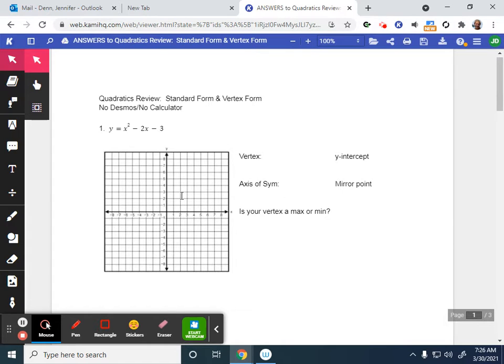The first thing you'll have to choose or figure out is what form each one is in. So is this in standard form or is it vertex form? But they're pretty easy to distinguish.